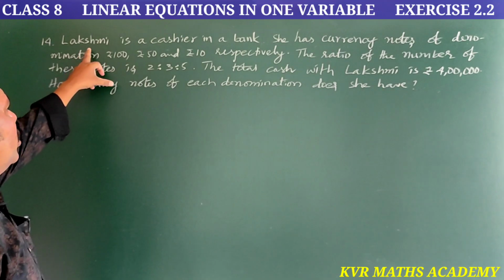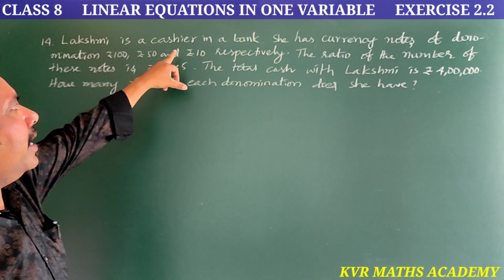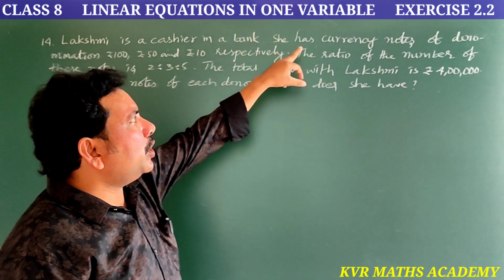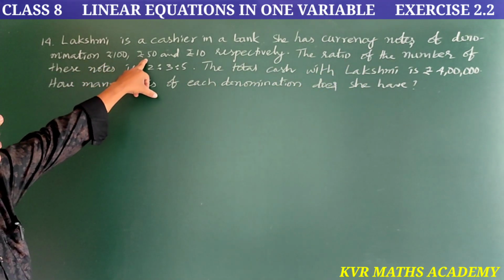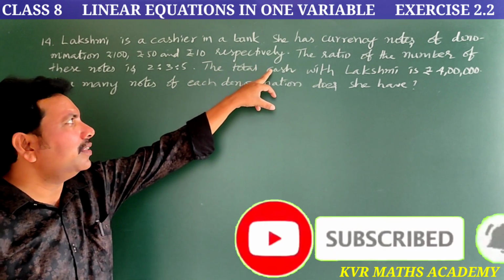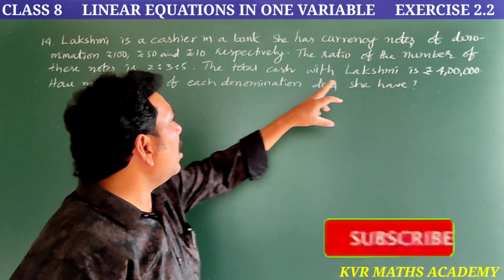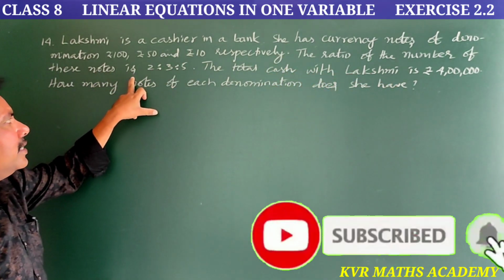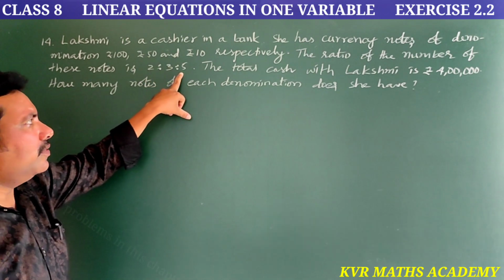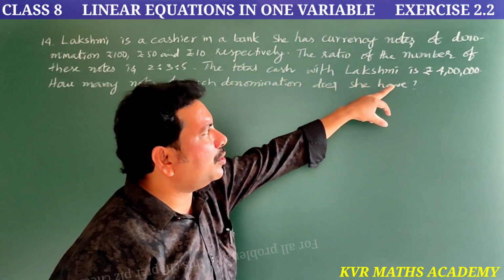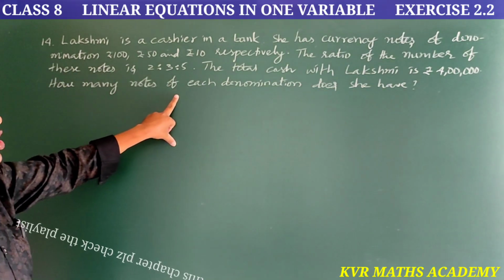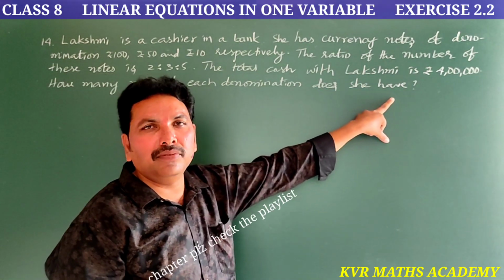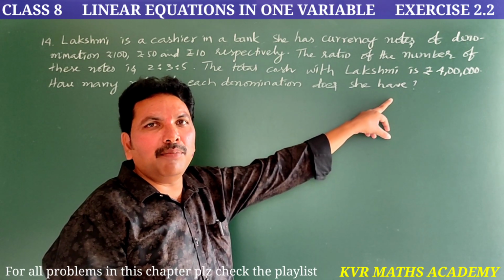14th question. Lakshmi is a cashier in a bank. She has currency notes of denomination rupees 100, rupees 50 and rupees 10 respectively. The ratio of the number of these notes is 2:3:5. The total cash with Lakshmi is rupees 4 lakh. How many notes of each denomination does she have? Understood clearly the sum or not?